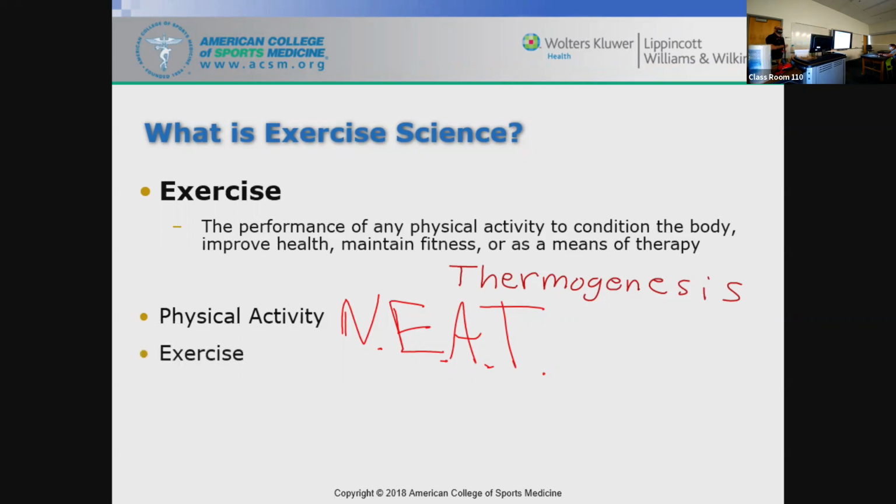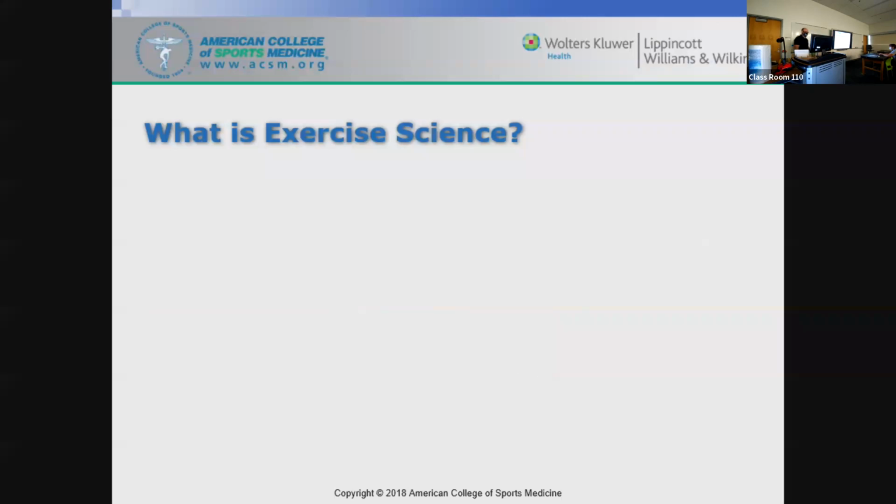Then exercise is the actual structured form of physical activity. Then sports is simply some type of structured competition, such as some of the great sports that we have, like poker. And, I mean, it's on ESPN, so it has to be a sport. Cornhole.